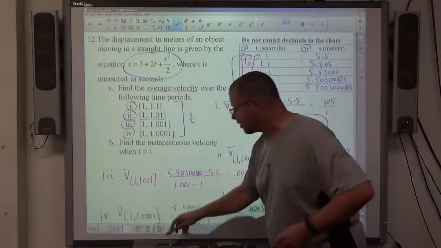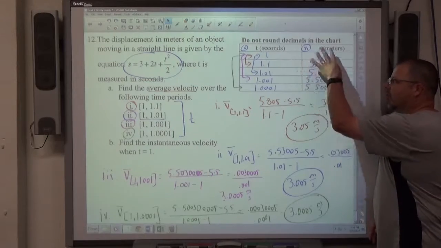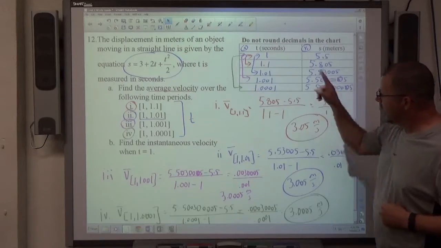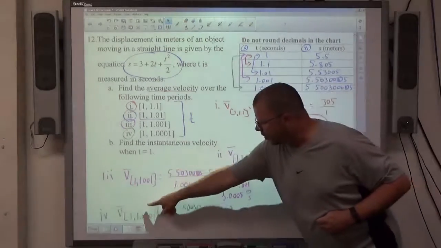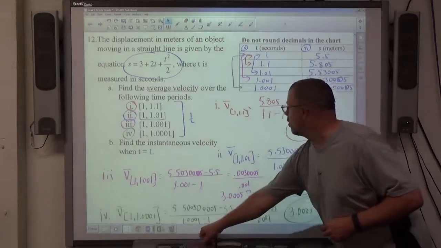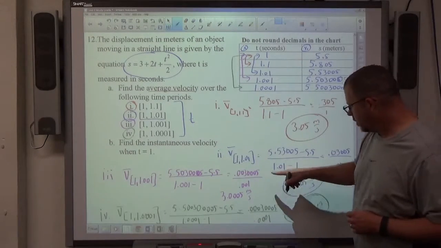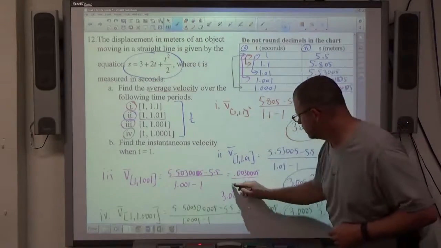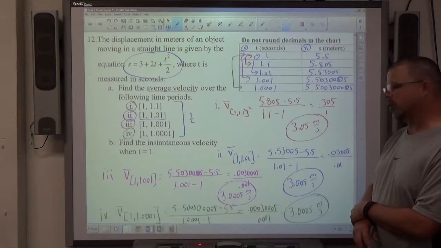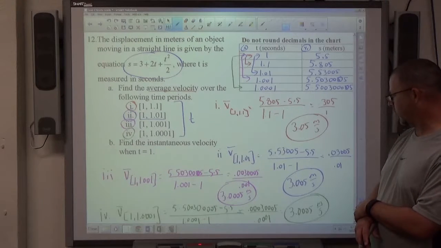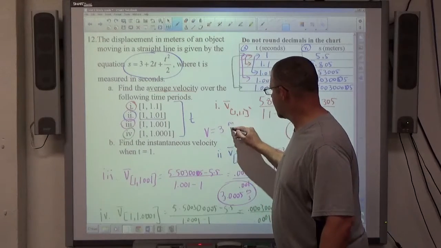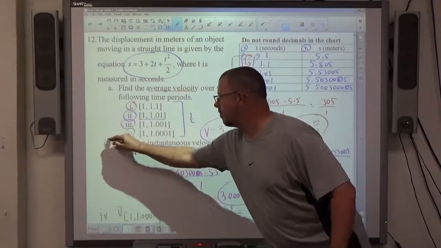That's all part A is. Create your chart, don't round, give me slopes. y2 minus y1 over x2 minus x1. Close, closer, closer, closest. You're going in that order, that direction, looking at these slopes. To do part B, you just simply ask yourself, where are they going to? And the answer, obviously, hopefully to you, is 3. So the instantaneous velocity is 3 meters per second. That's how you do part B.